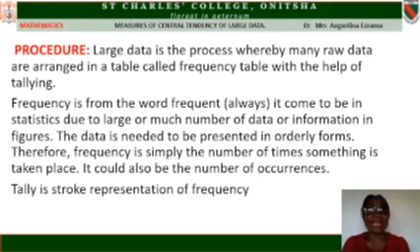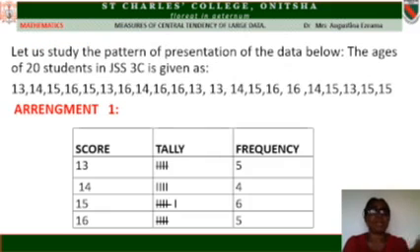The data is needed to be presented in orderly forms. Therefore, frequency is simply the number of times something is taking place. It could also be the number of occurrences. Tally is stroke representation of frequency. Let us look at the pattern of presentation of the data below.